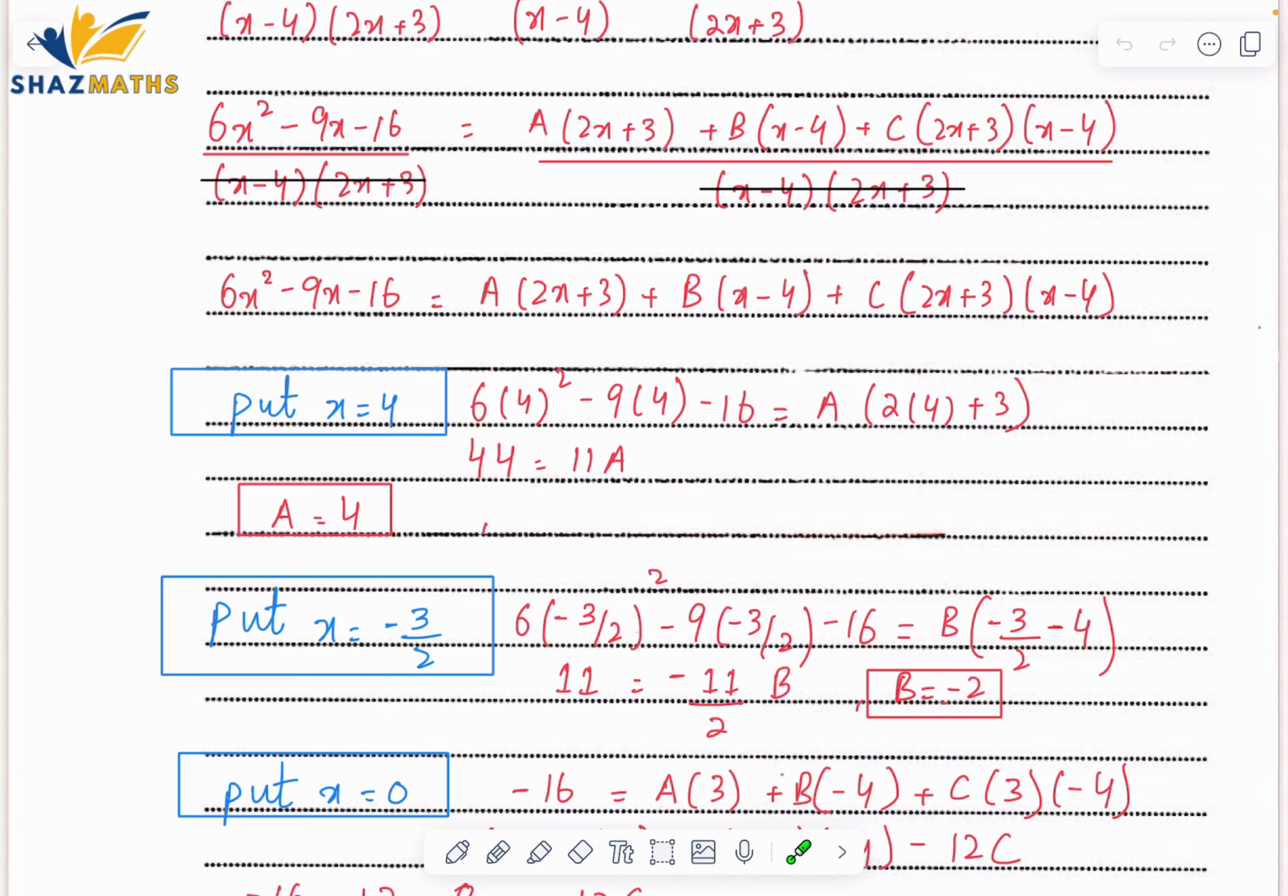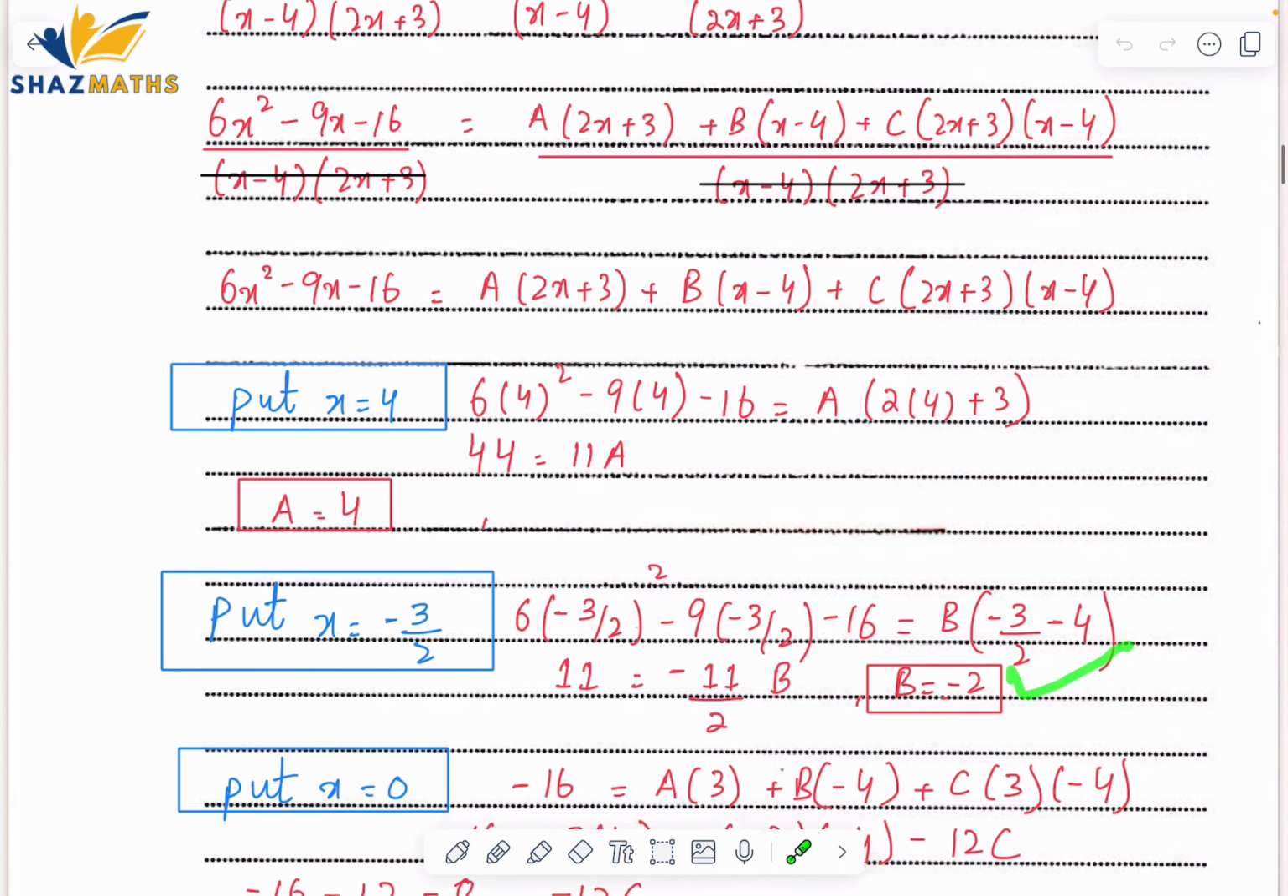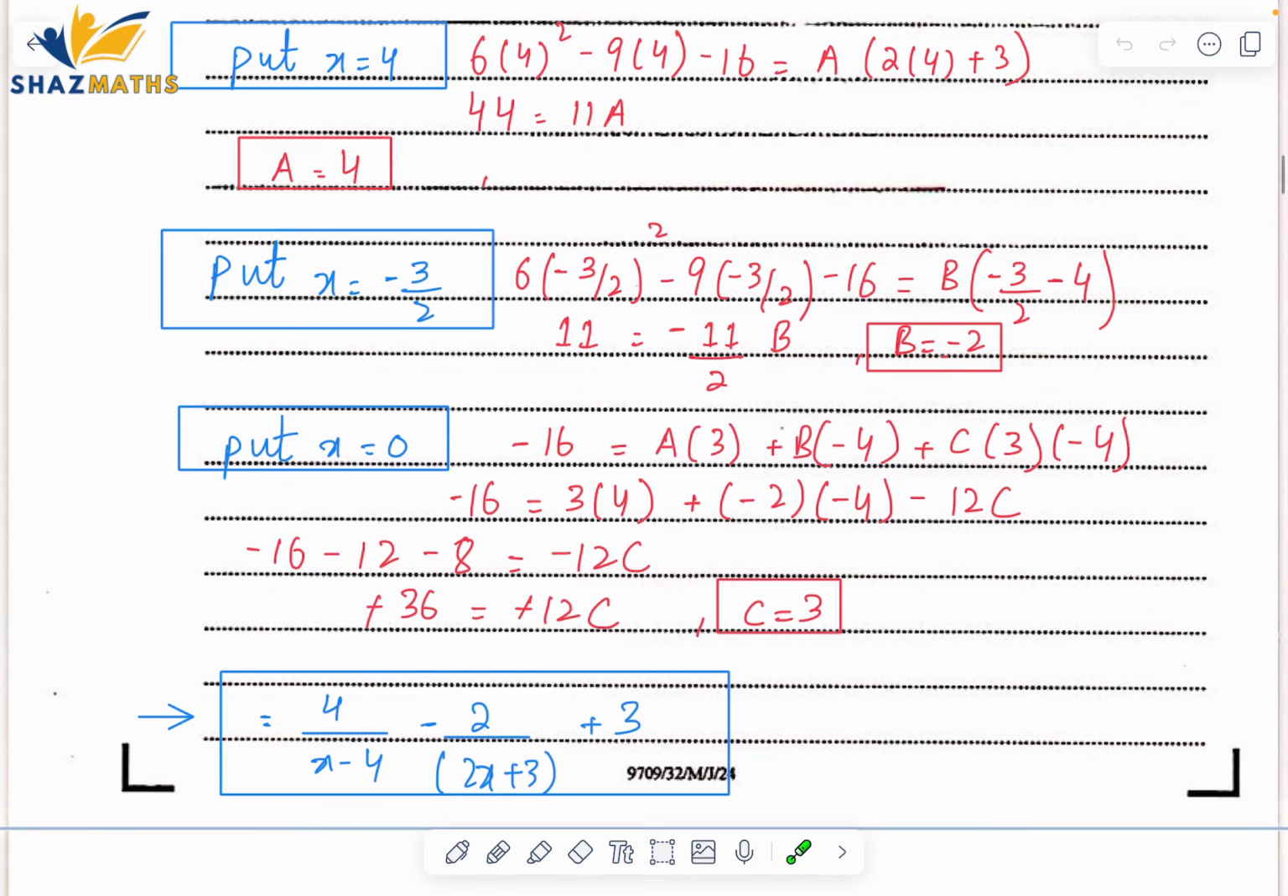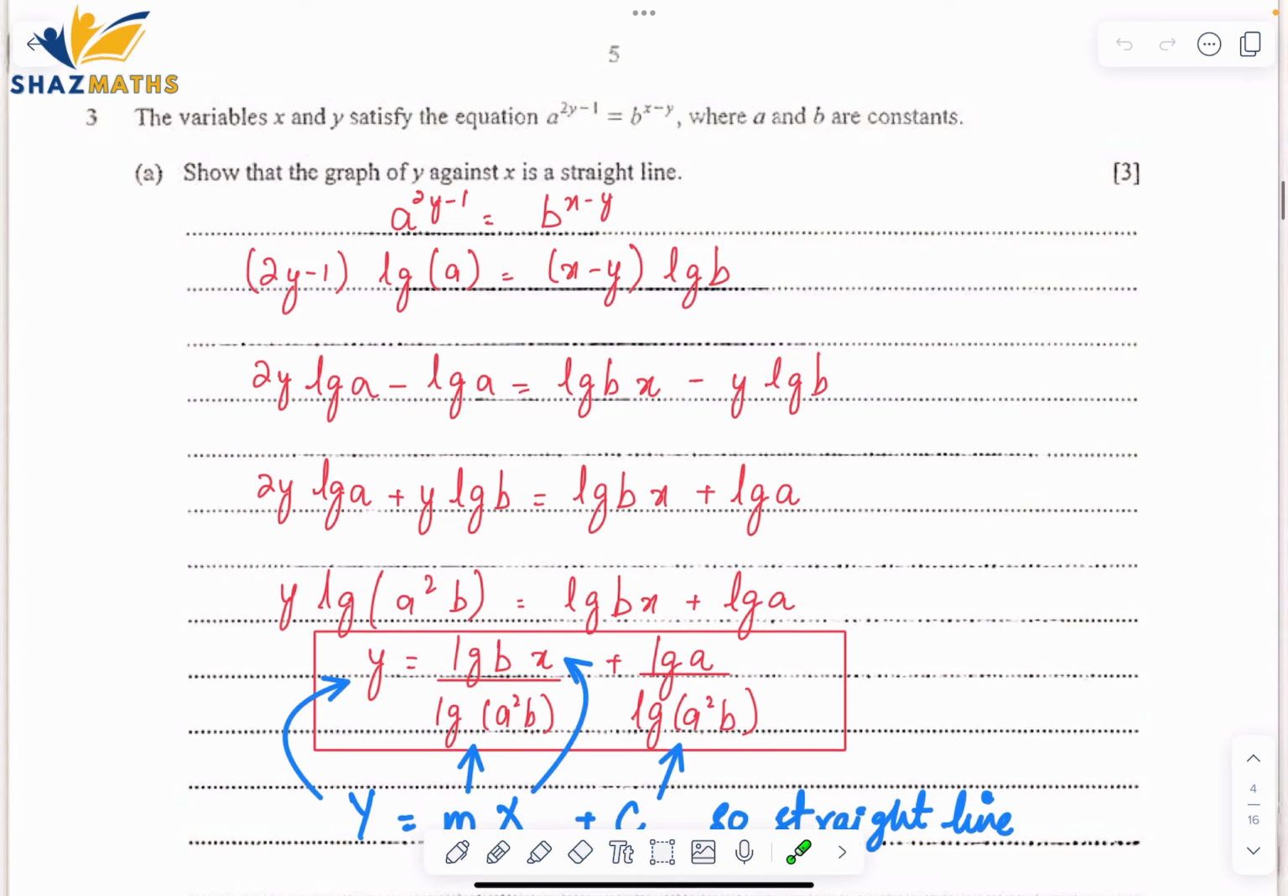Then we can find the value of b by putting the value of x as minus 3 by 2. By putting the value of x as minus 3 by 2, a and c will automatically be 0. So b should be negative 2. And then we put the value of x as 0 and we'll get the answer of c as 3. So this is my final answer of the partial fractions: 4 over x minus 4 minus 2 over 2x plus 3 plus 3.